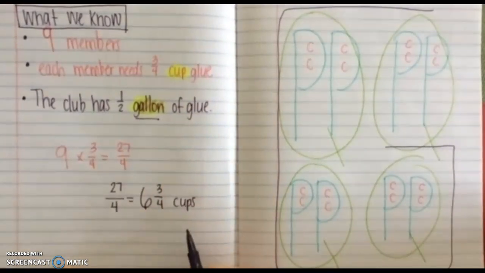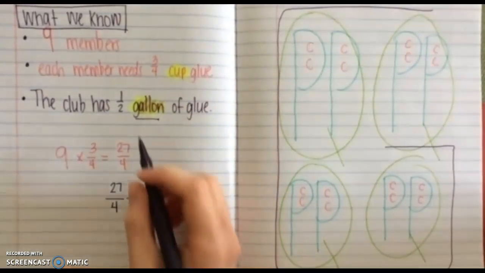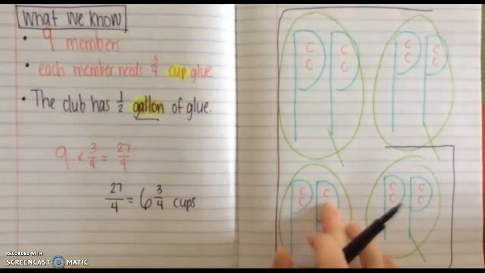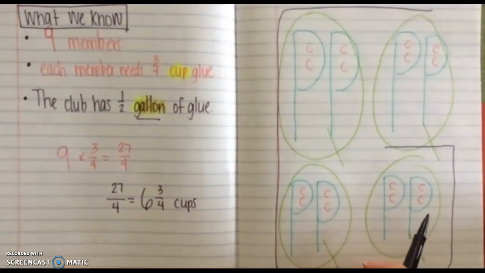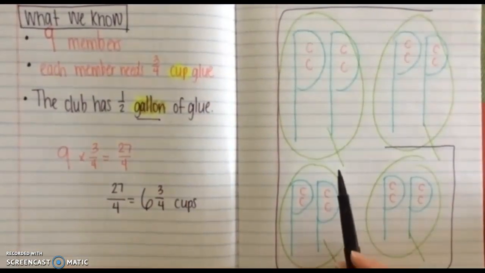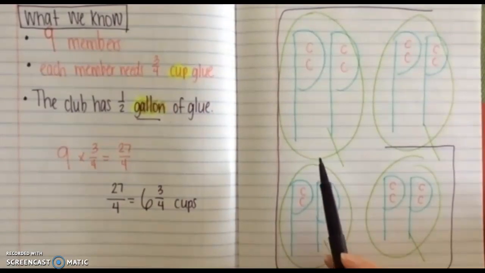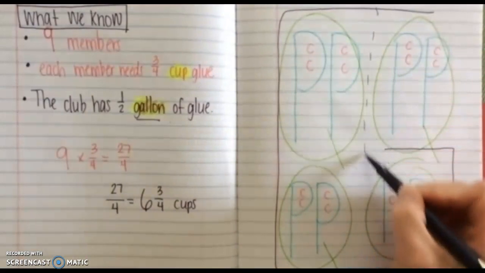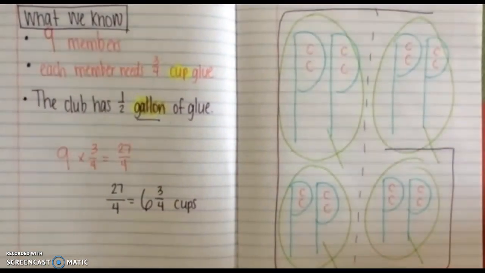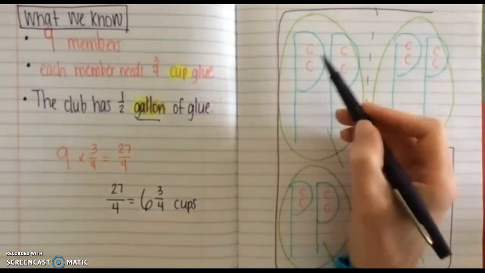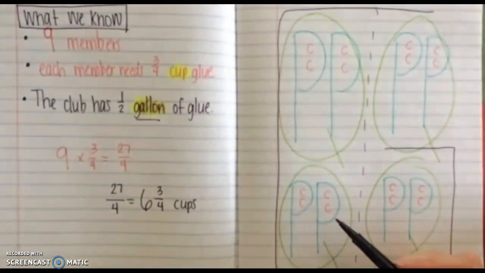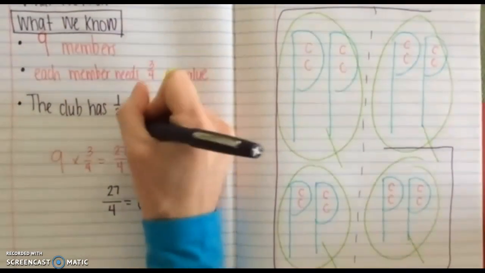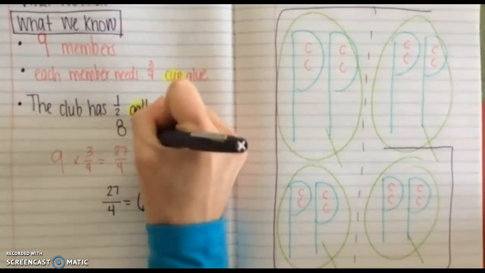So if we have 6 3/4 cups, but the club has 1/2 of a gallon, let's look back at what we learned last time from the last lesson on Gallon Man. So 1/2 of a gallon, how many cups would that be? So take a second to look at this picture. Figure out how many cups would be in 1/2 of a gallon. So that's 2, 4, 6, 8. So really we have 1/2 a gallon or 8 cups.